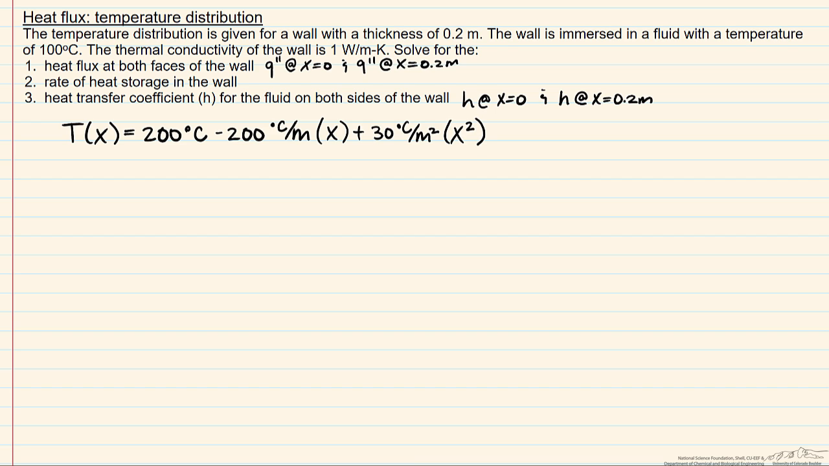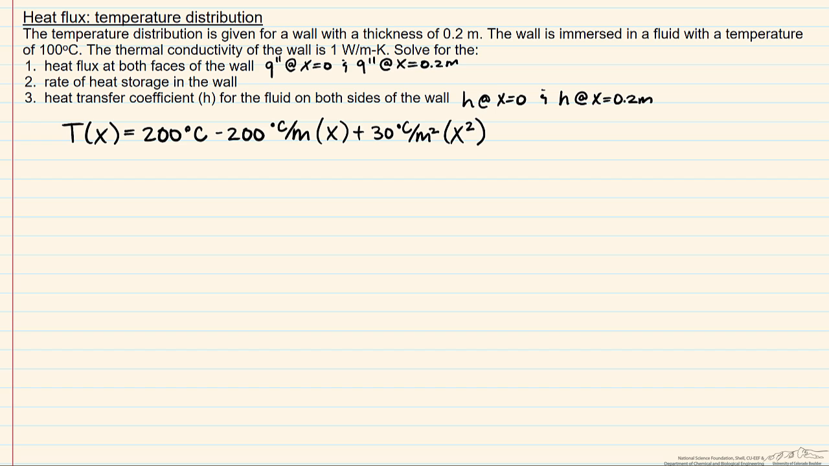In this example, we are given a temperature distribution for a wall of thickness 0.2 meters. This wall is immersed in a fluid that has a bulk temperature, T infinity, of 100 degrees C. The given temperature distribution, or T of x, is equal to 200 degrees C plus negative 200 degrees C per meter x plus 30 degrees C per meter squared, x squared.